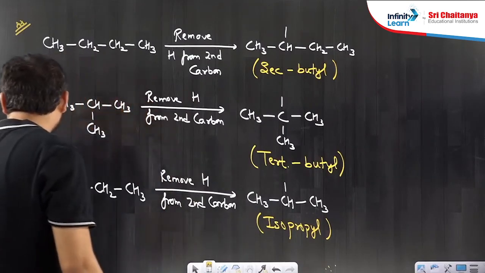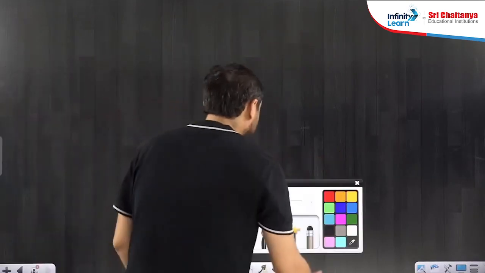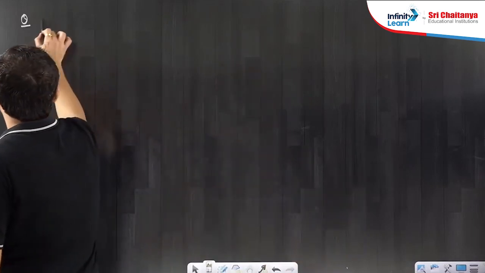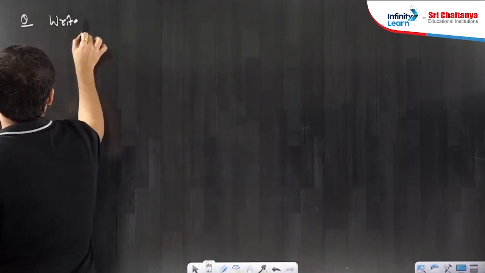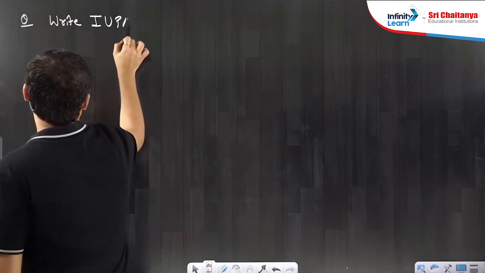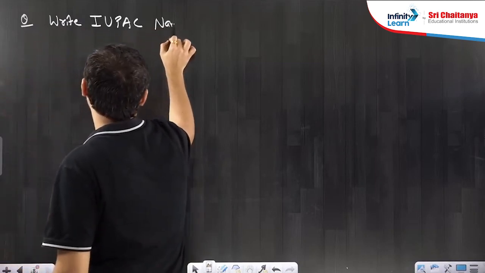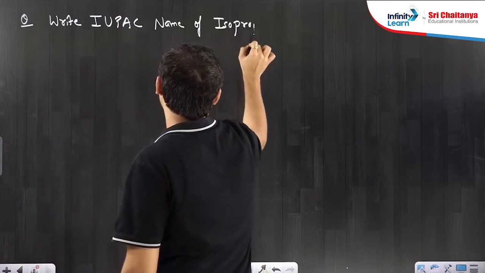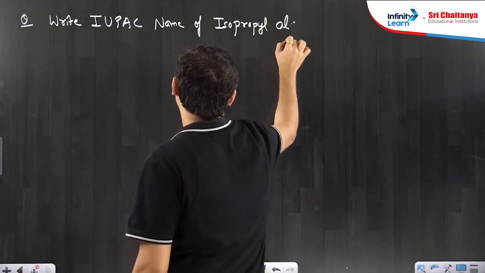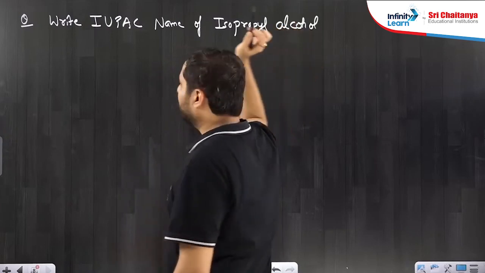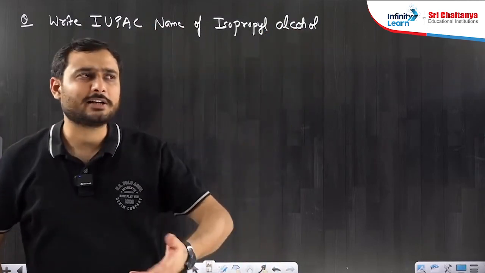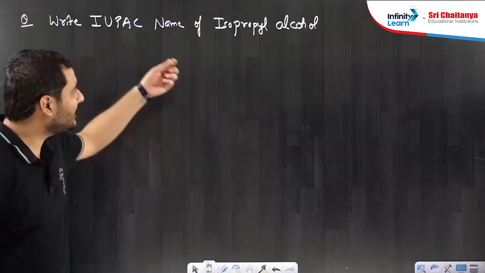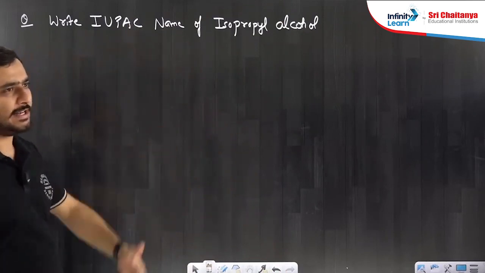Now where are these common names used? When we are discussing the nomenclature of alcohols. So can we give this name? You have to tell, right? We will give the IUPAC name of isopropyl alcohol. After learning nomenclature, you will think alcohol nomenclature is very easy. But now they have combined common name with IUPAC name.